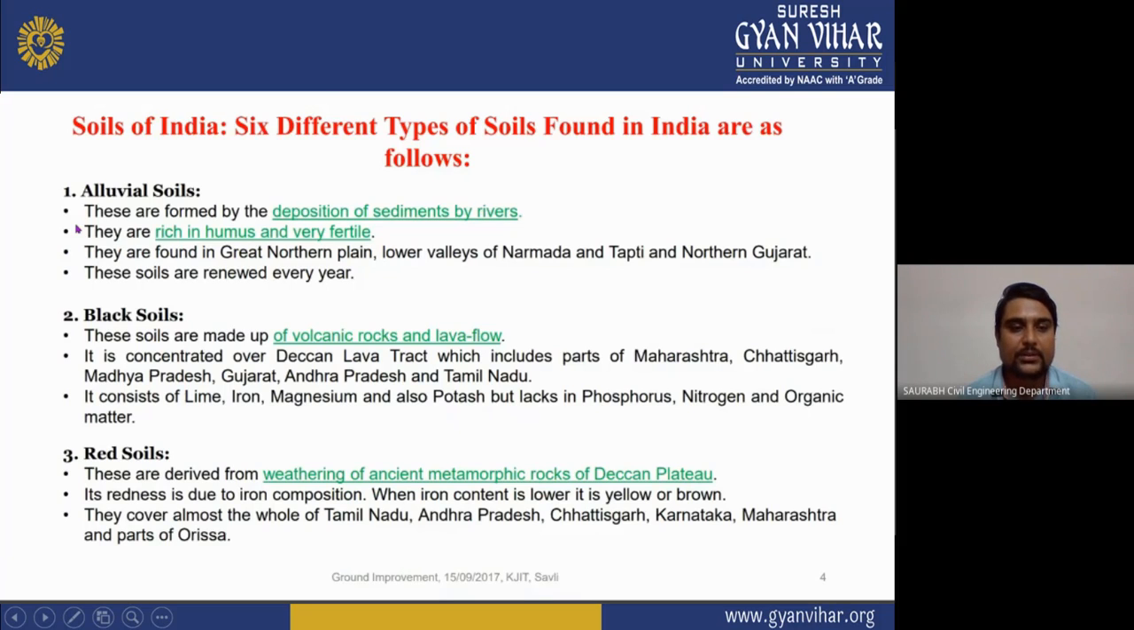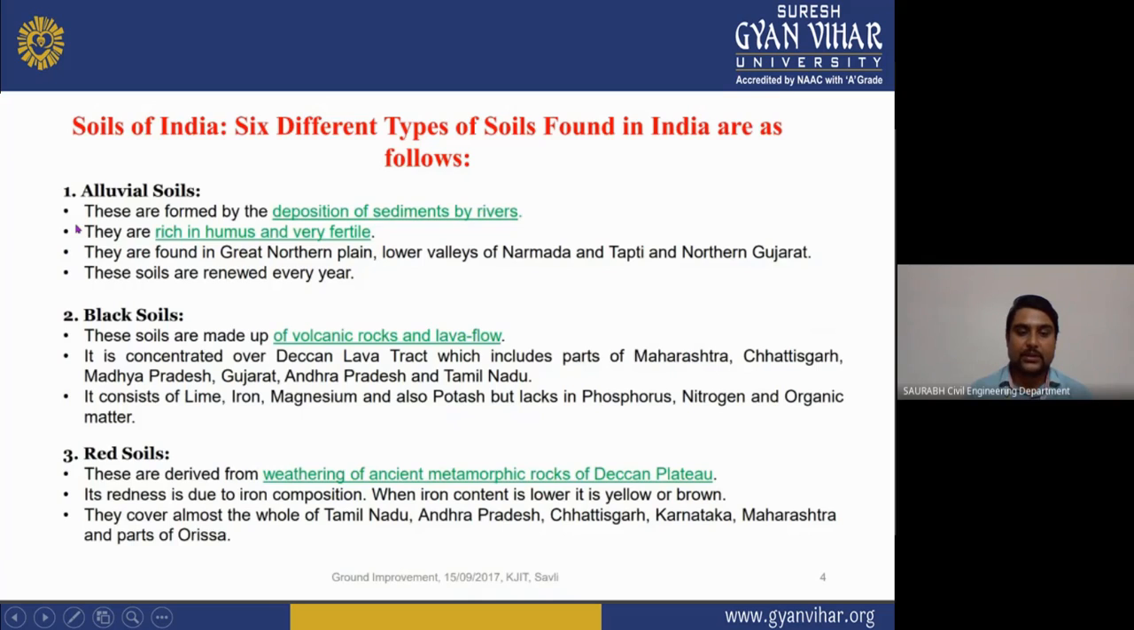Now come to the black cotton soil, which is also known as black soil. Black soil is made up of volcanic rock and lava flow. It is concentrated over the decayed lava trace, which includes parts of Maharashtra, Chhattisgarh, Madhya Pradesh, Gujarat, Andhra and Tamil Nadu.